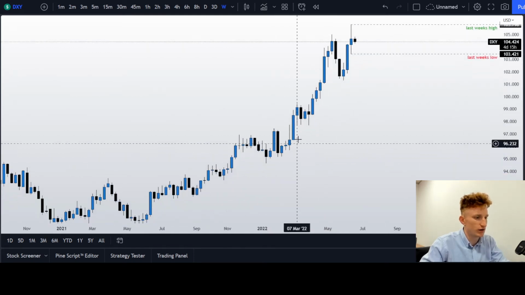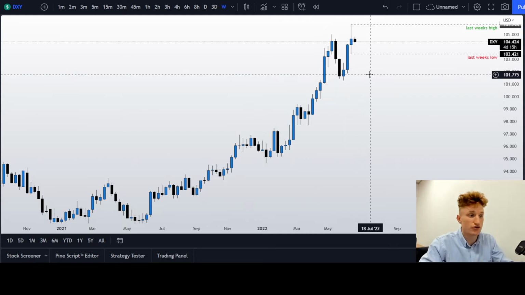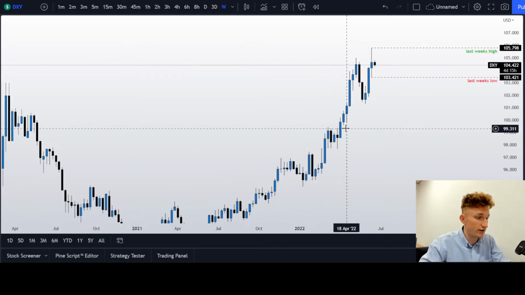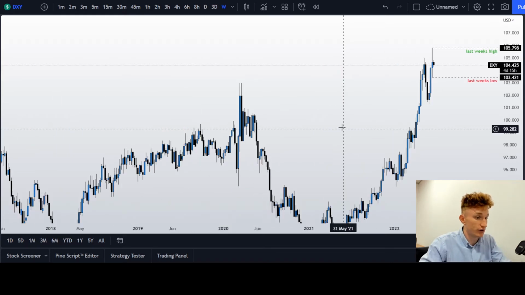still see that we are in a bullish trend. Yeah, we are still in a bullish trend, and I still believe that dollar can go higher, and that we are not done with the dollar index yet.